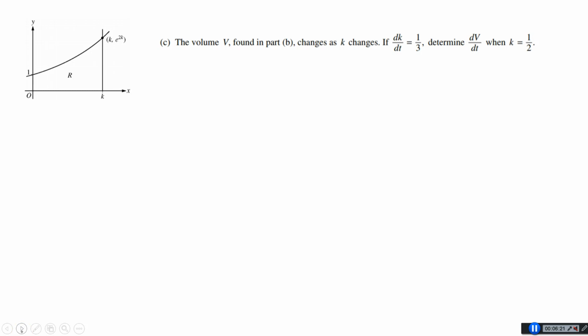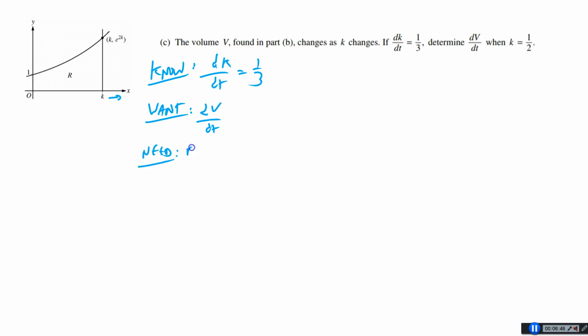Okay, so next, the volume found in part B changes as k changes. If dk/dt is 1/3, determine dV/dt when k is 1/2. So, what do I know? This is a related rates problem. What do I want to know, what do I need? I know that dk/dt is 1/3. So k is moving to the right. It's getting bigger, so this volume should be increasing. I want dV/dt. So I need an equation that relates V and k.